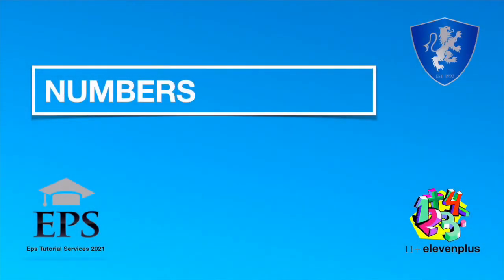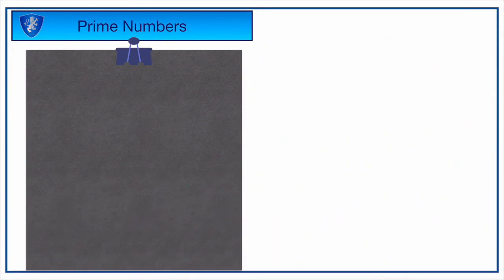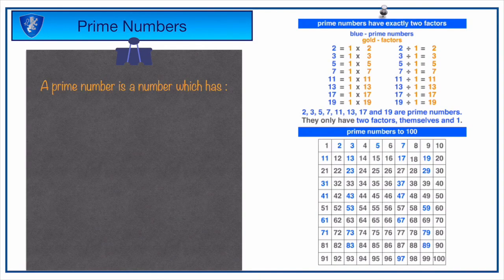Numbers. Now, the first type of number is a prime number. And a prime number, as we all know, is a number which has only two factors, 1 and itself. On the right side here, we've given you a list of all the prime numbers, starting off with 2. Remember, 2 is the first prime number, and apparently 2 is the only even number which is prime.